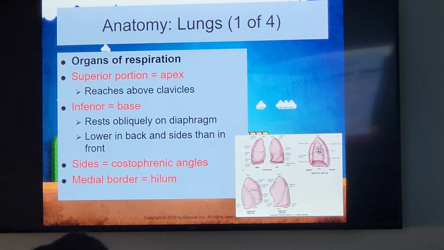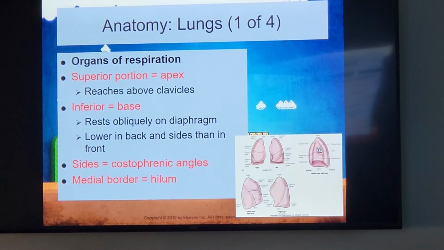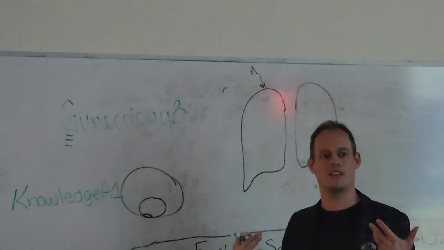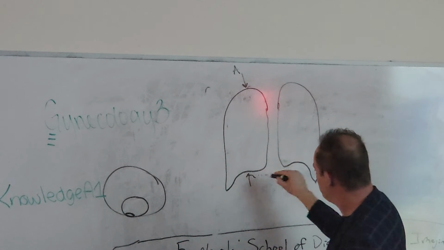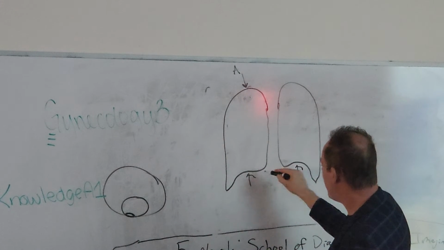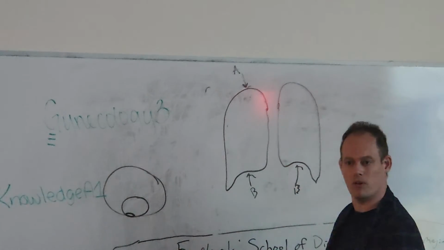Okay, so the parts we just named: apex, base, and costophrenic angles. Apex is the very top. A for apex. Apex is singular, apices is plural. I talk about both. You'll hear texts always talk about the apices of the lungs. Clip the apices. This bottom portion is kind of curvy and flat. That's your base, or bases, plural.